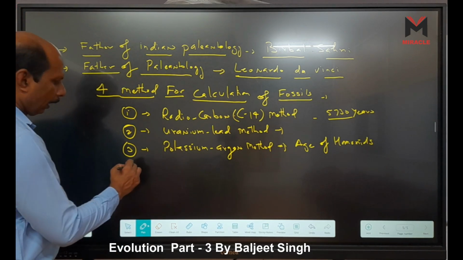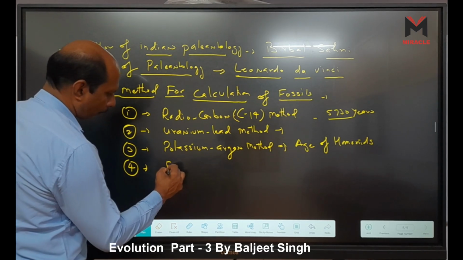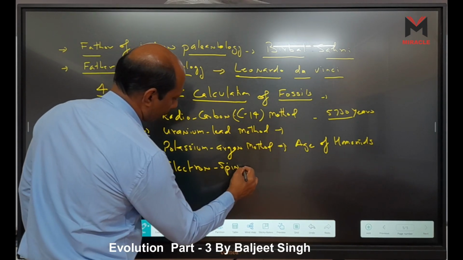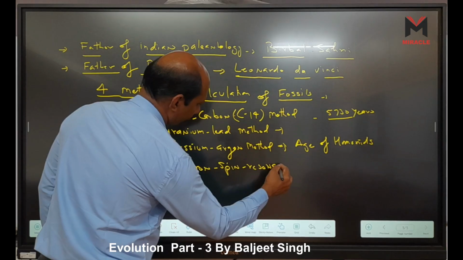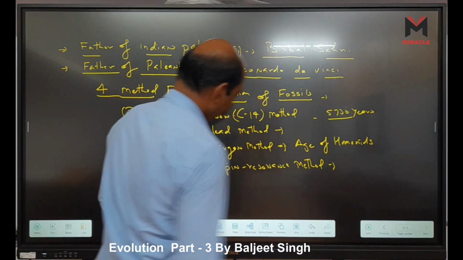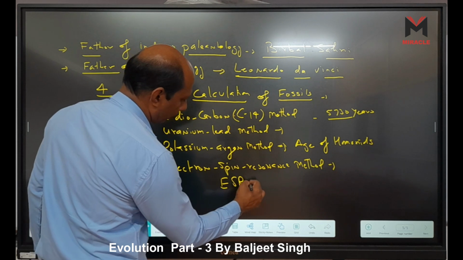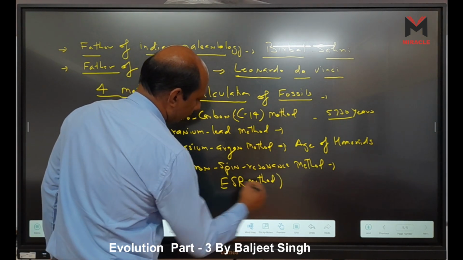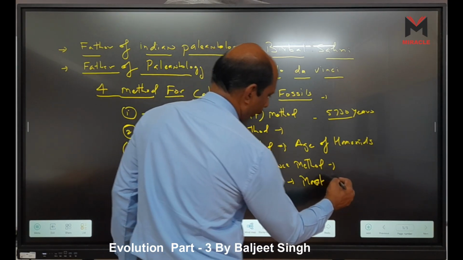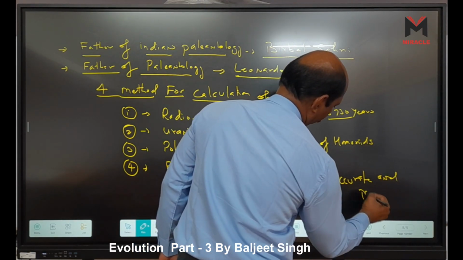This method is used. And fourth, which is the most modern and most accurate method, is the electron spin resonance method, or we say the ESR method. This method is most accurate and modern.